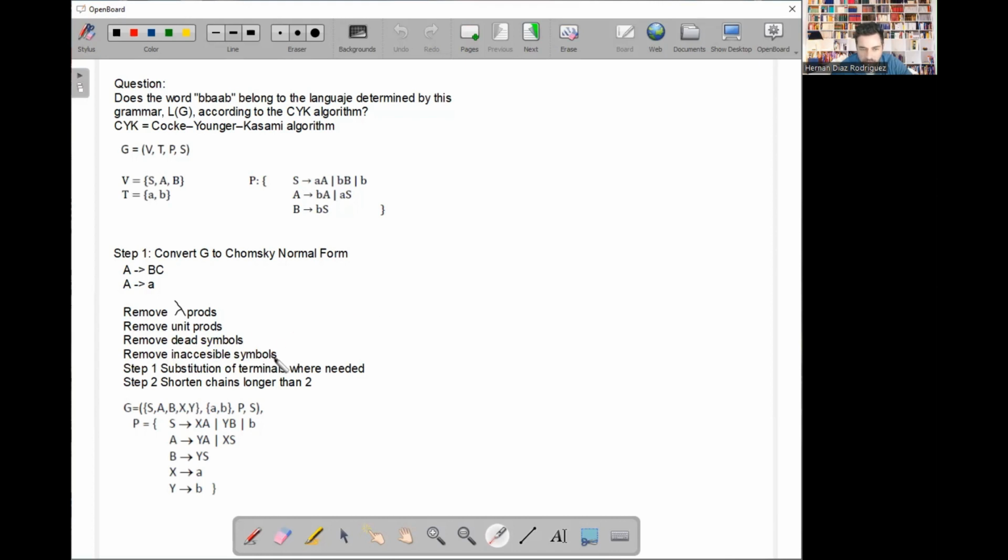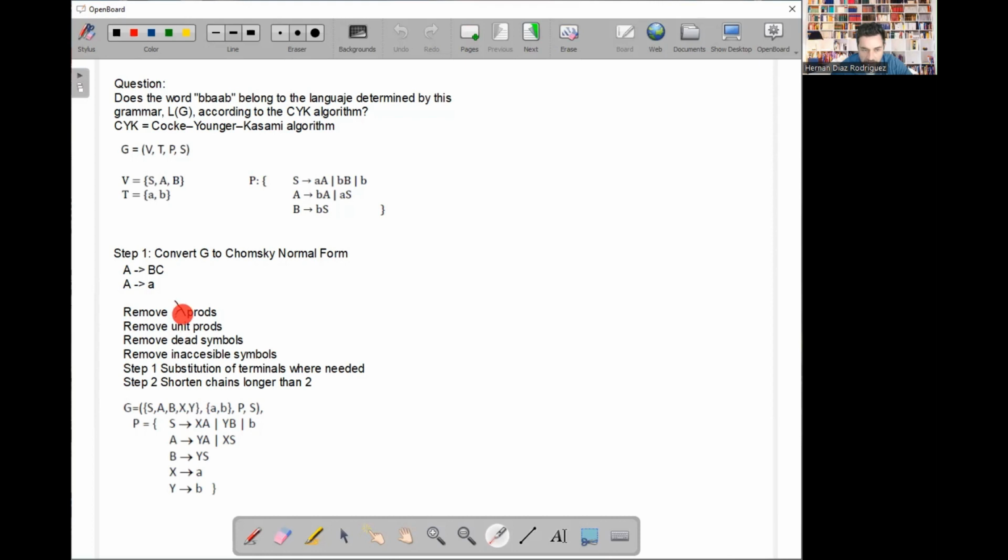Anyway, if you have doubts, I'm planning on uploading more exercises where I will simplify grammars, and I will convert grammars to Chomsky Normal Form, because this is not the aim of this exercise, right? The aim of this exercise is to review the CYK algorithm. Although we need to perform these steps before, we will go more in detail on these steps in other exercises that you can review on the channel.